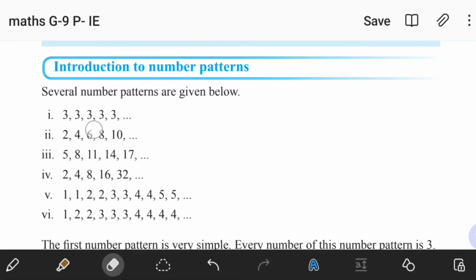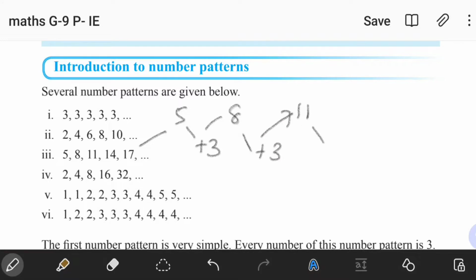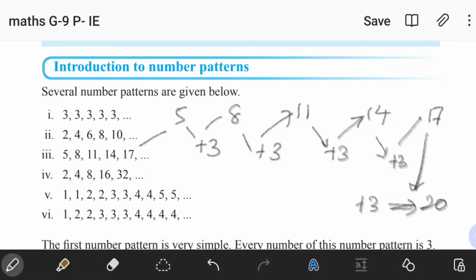Let's go to the next one. Again, it has 5, 8, 11, 14, and 17. You see readily a common difference between each adjacent number. You add 3 to 5, you get 8. You add 3 to 8, you get 11. You add 3 to 11, you get 14. Then you add 3 to 14, you get 17. So the next number is going to be, you add 3, you will get 20. Basically, that's how these number patterns come about.